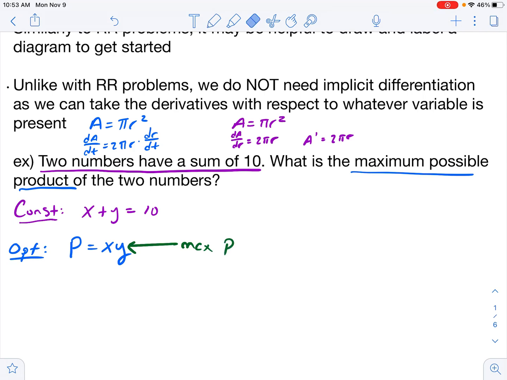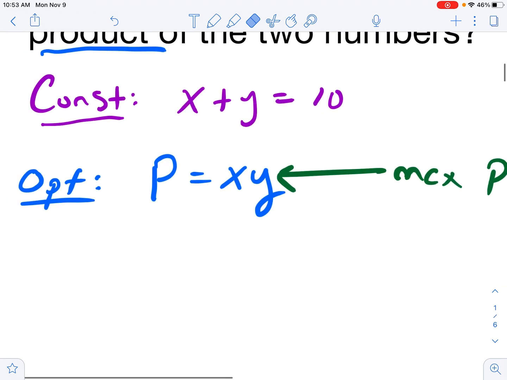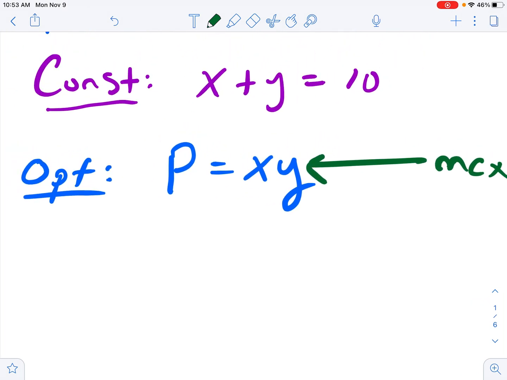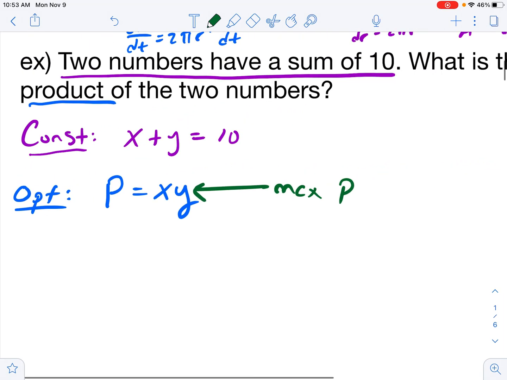We take derivatives, right? Issue is that right now this is in terms of two variables. Okay, excuse me, I didn't mean to erase that. This is in terms of two variables. Before we take the derivative, we want to get the product in terms of a single variable.